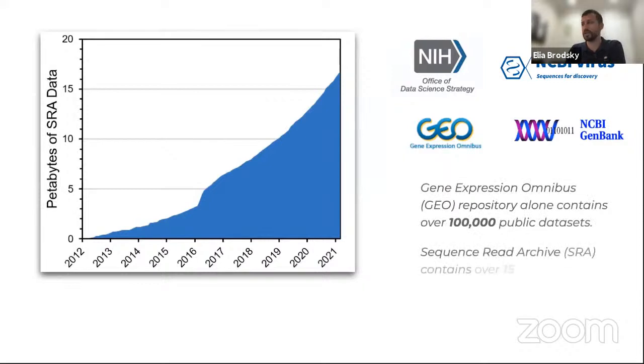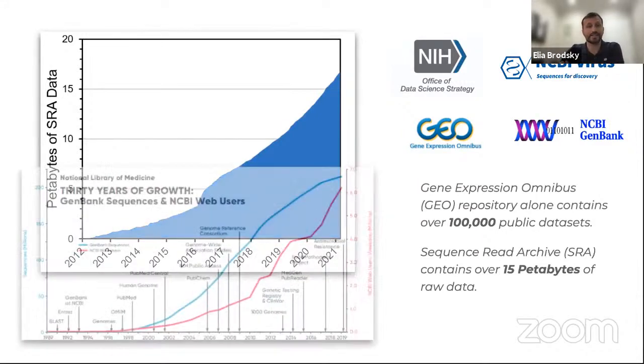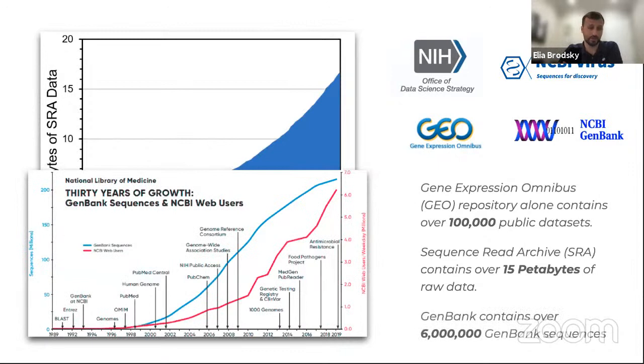There are over 100,000 public data sets for GEO, which is Gene Expression Omnibus, transcriptomic data. And there are over 6 million GenBank sequences, which means over 6 million individual species that have been sequenced and their genomes have been assembled.